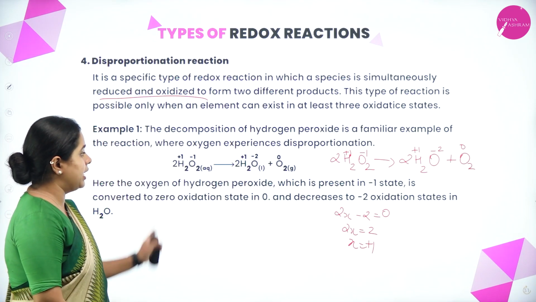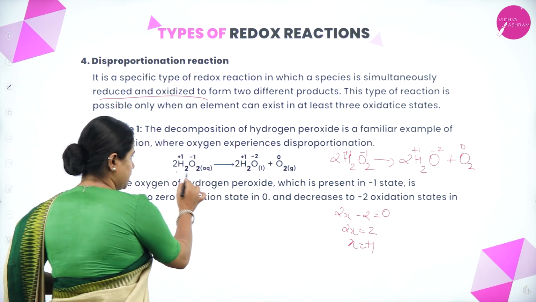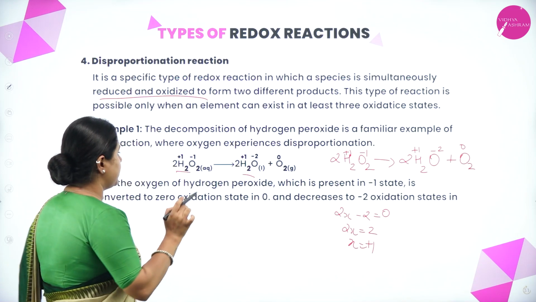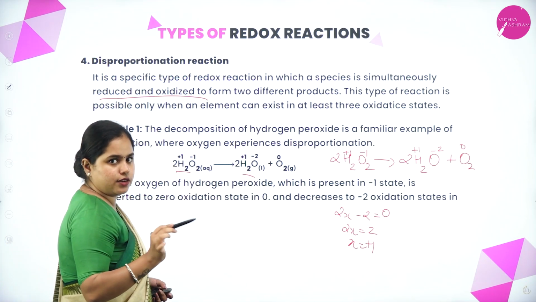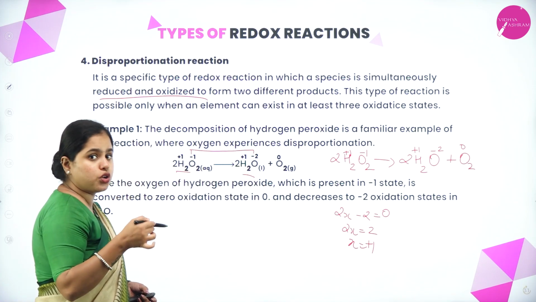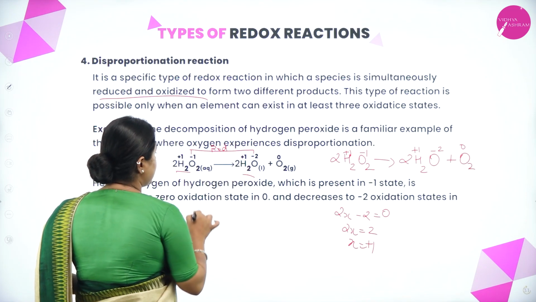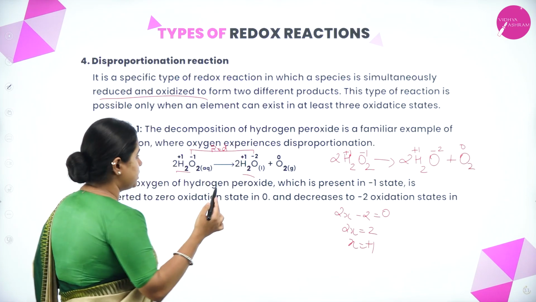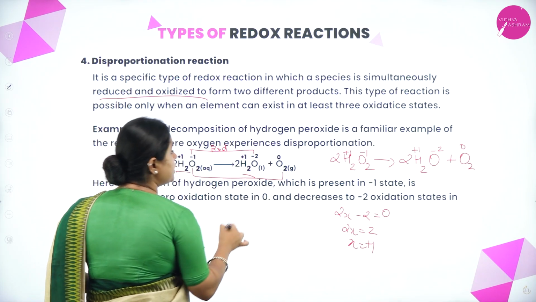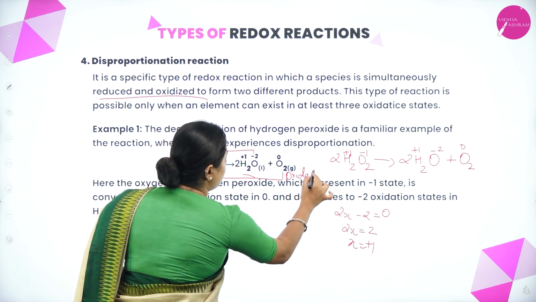So you can see here and you can observe here that the oxidation number of hydrogen has not changed, but the oxidation number of oxygen, what is happening here? In one product, that is in water, what happened? From -1, it has decreased to -2. So here reduction has taken place. And in the other product, that is oxygen, what happens in oxygen gas? From -1, it has increased to 0. It has undergone oxidation.